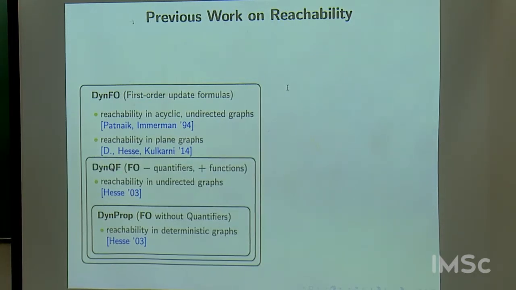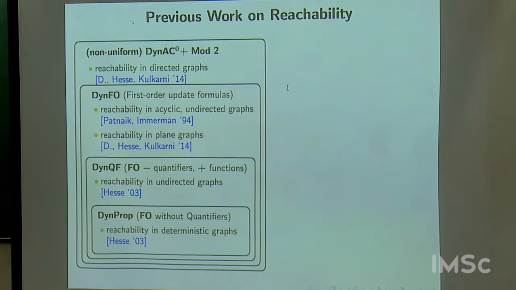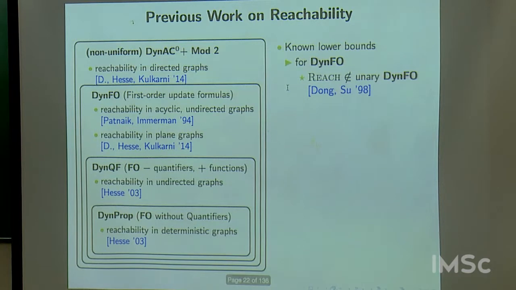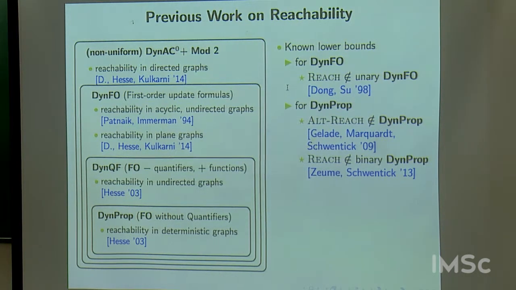So these are subclasses of dynamic first order: dynamic quantifier-free first order, and dynamic prop, which is first order without quantifiers. And I will not get into the details of this. The reason why he's interested in the classes below is that he can prove some lower bounds for those, which are very interesting, but I will not talk about them in this talk.